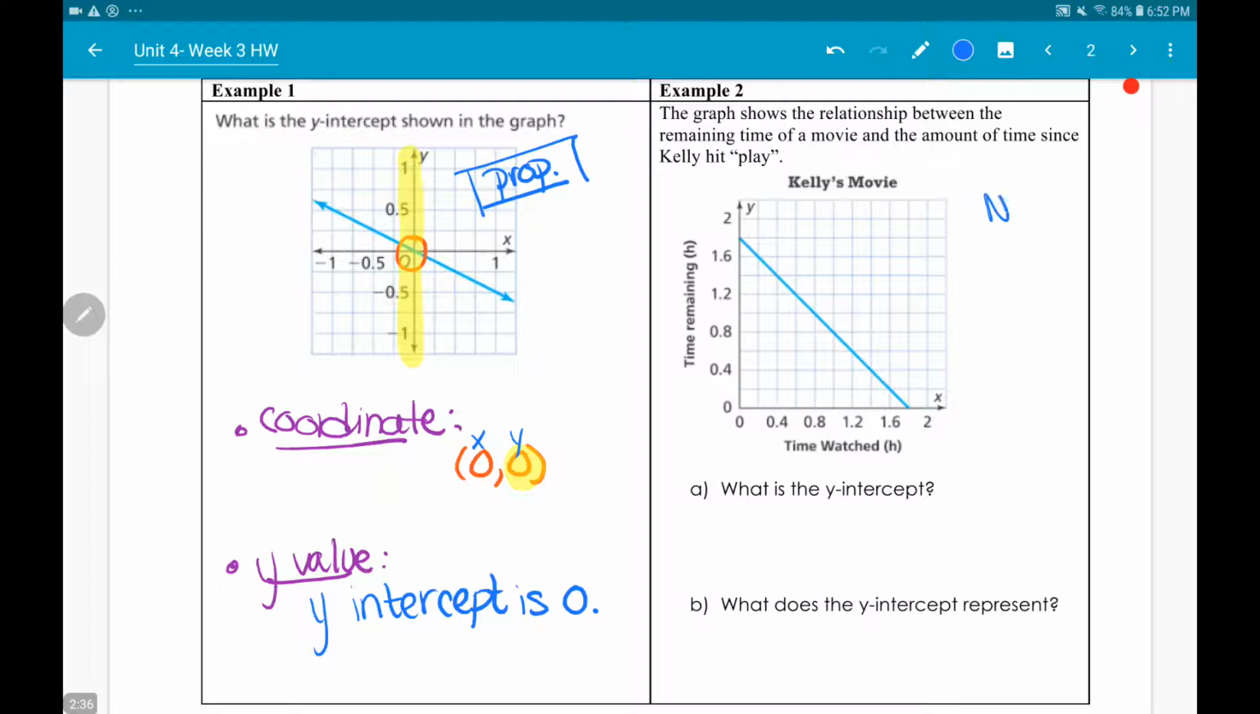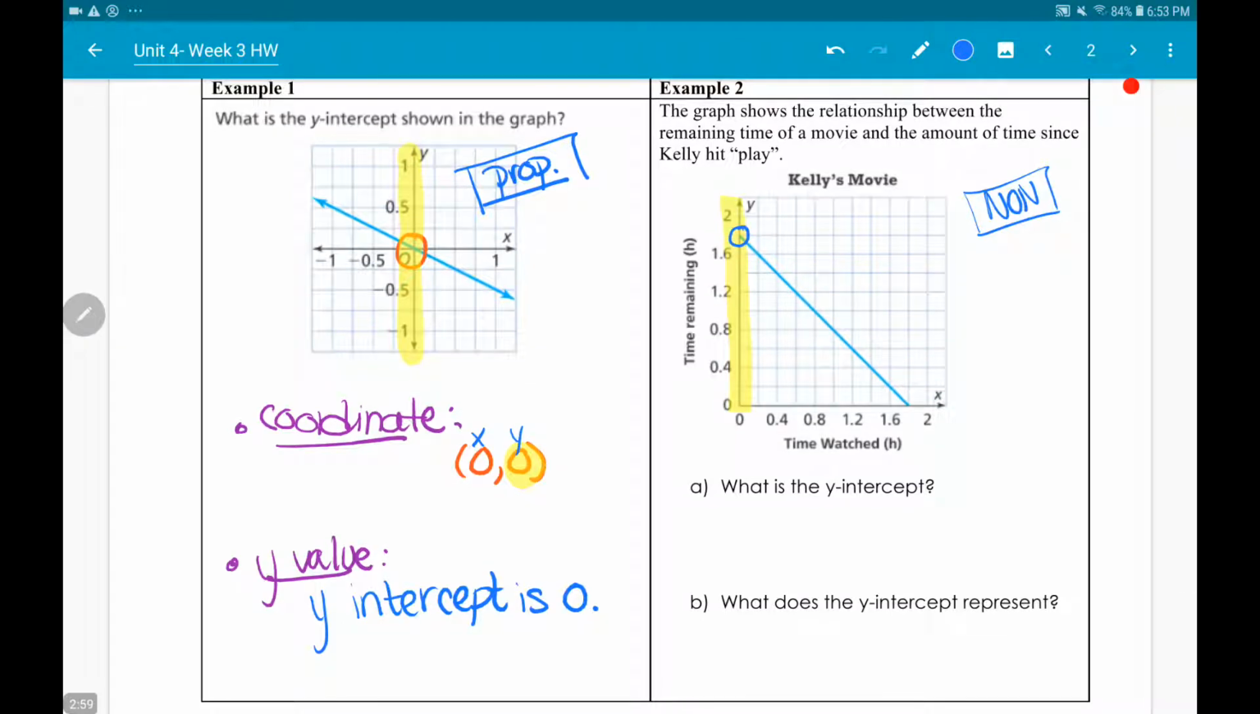All right, so here we have a non-proportional relationship, and I can tell because it doesn't go through the origin. The graph shows the relationship between the remaining time of a movie and the amount of time since Kelly hit play. So what is the y-intercept? I'm going to highlight my y-axis, and I'm looking for the coordinate that it crosses with. So that looks right here. Now on your paper, this is scaled, so this should say 1.8 on your paper. So when I do my coordinate, I'm thinking of the whole point. So it is the x value of 0 and the y value of 1.8.